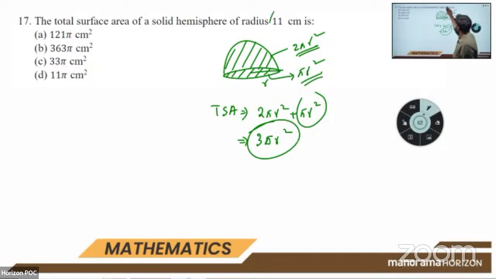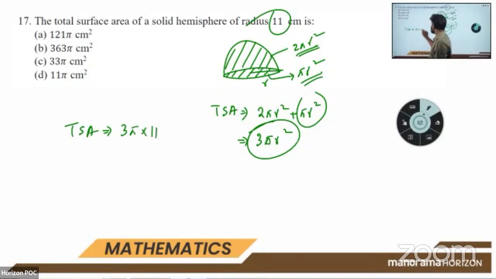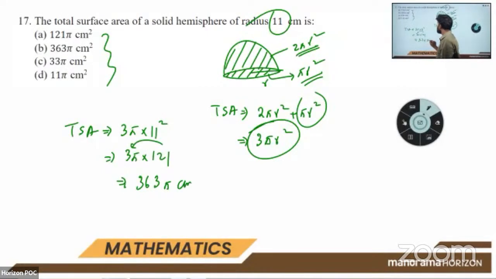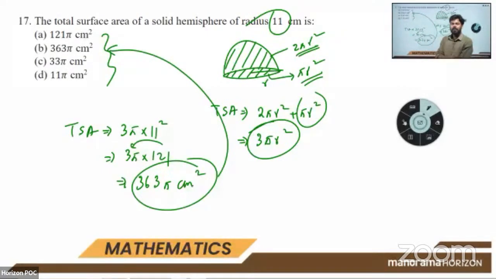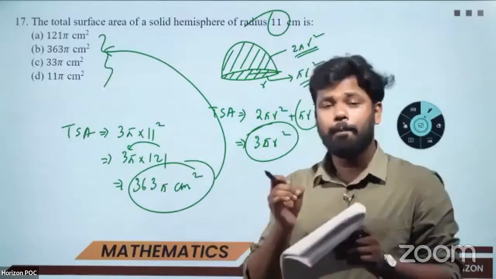Now the radius is nothing but 11. So when you have to find out the TSA, you have to put 3 pi into 11 square, which gives us 3 pi into 121. I don't need to put the value of pi because all my options are in pi itself. So don't put the value of pi, just leave it as such. So 121 into 3 will be 363 pi centimeter square, which is option B. Clear? So option B is the right answer. That is 363 pi centimeter square.